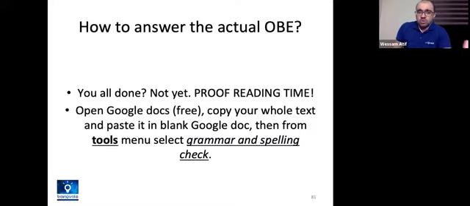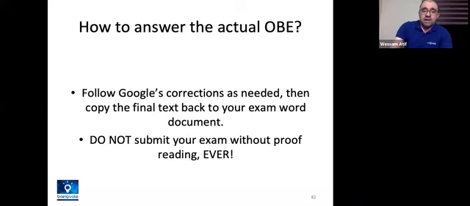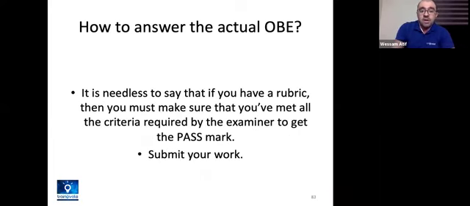Okay, so go to tools and select grammar and spelling check and follow Google's corrections as needed, then copy the final text back to your exam Word document. Do not submit your exam or your assignment without proofreading, ever. Okay, that's both for grammar, for spelling mistakes, etc. Okay, it is needless to say that if you have a rubric, as we said, then you must make sure that you've met all the criteria required by the examiner to get the pass mark.